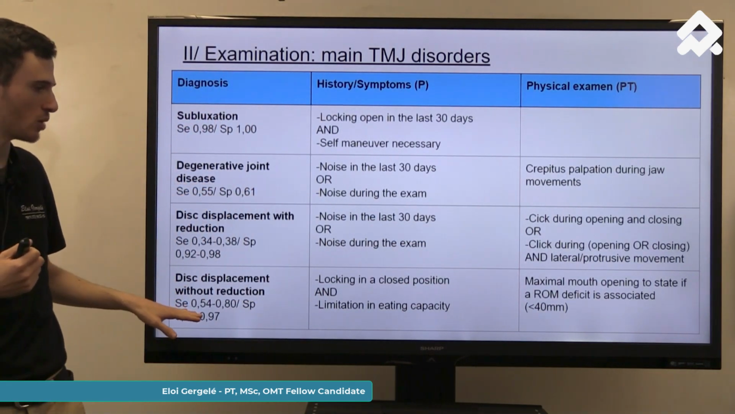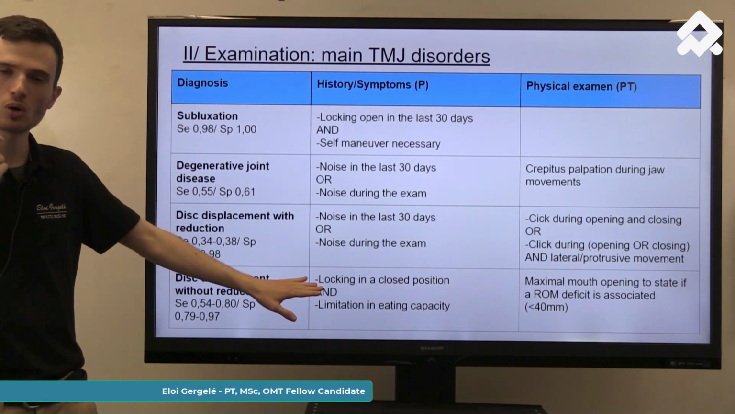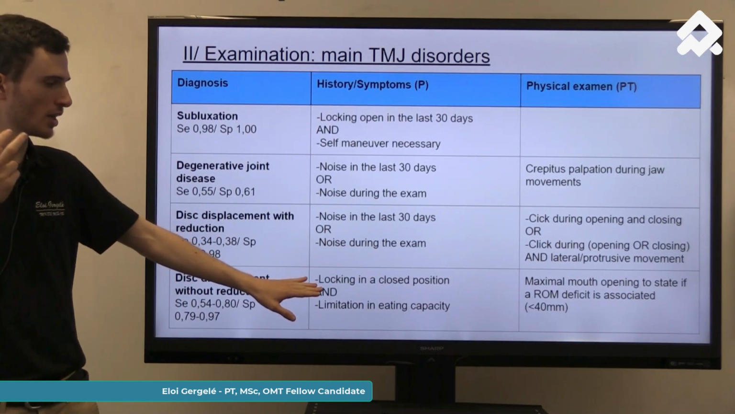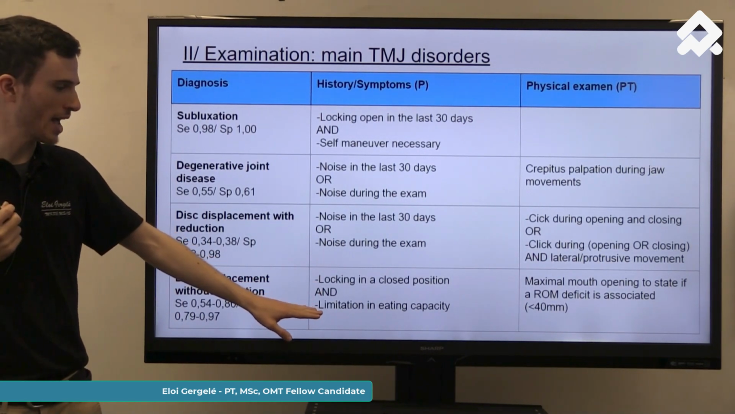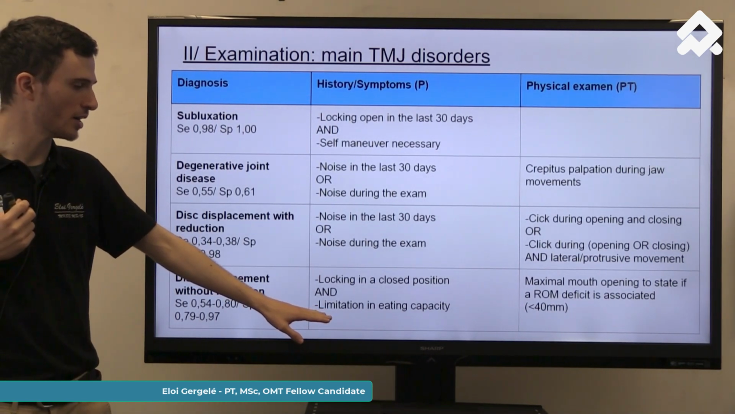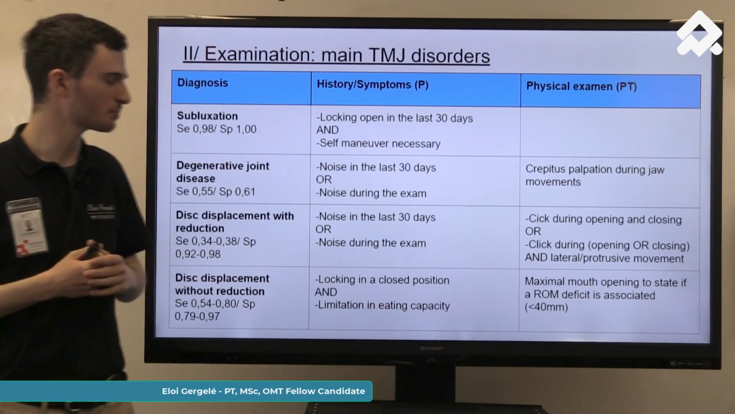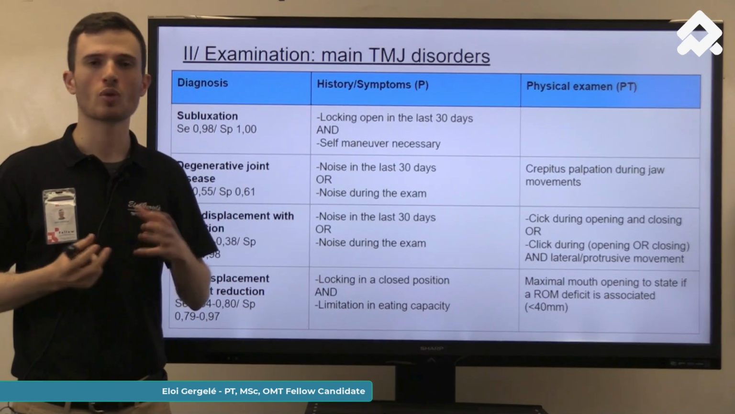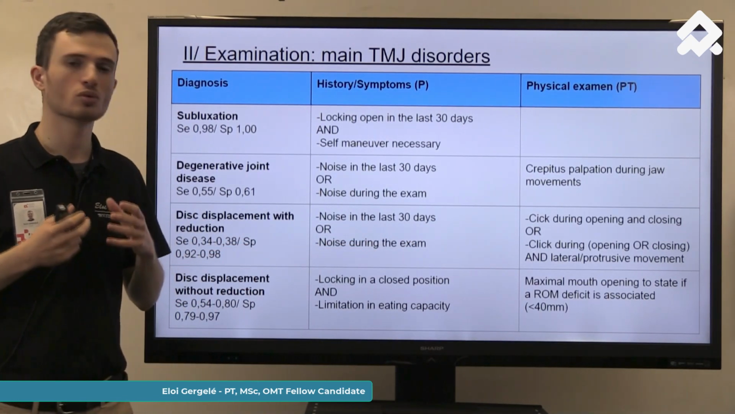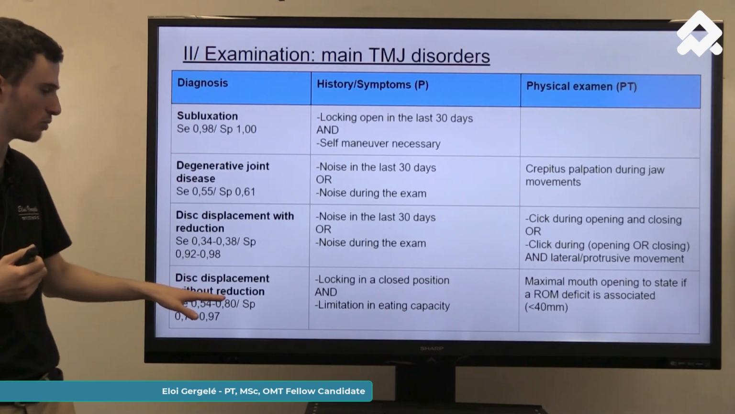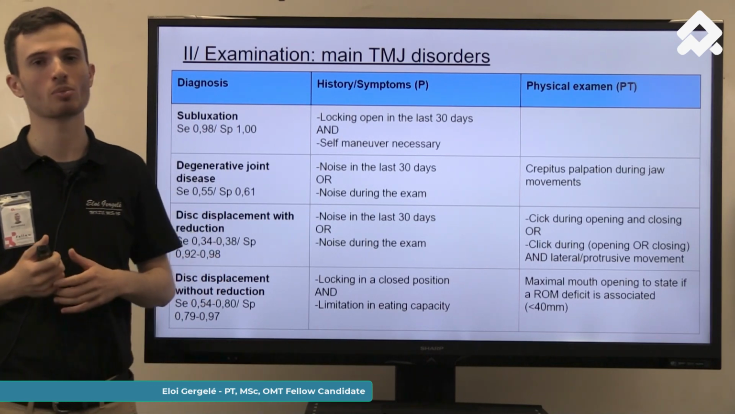For disc displacement without reduction, the patient has to have a locking history in a closed position. So it's explained by the disc that doesn't come back, and the patient has to have a limitation in the eating capacity. During the physical examination, we are just going to record the maximum mouth opening to state if it's a disc displacement without reduction with limited opening or without limited opening.